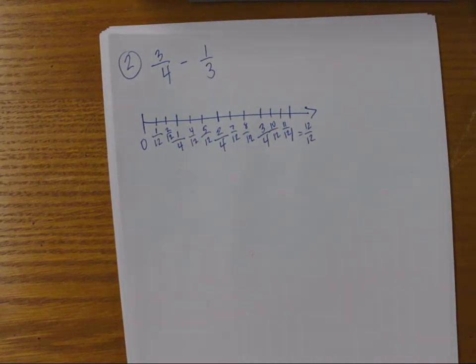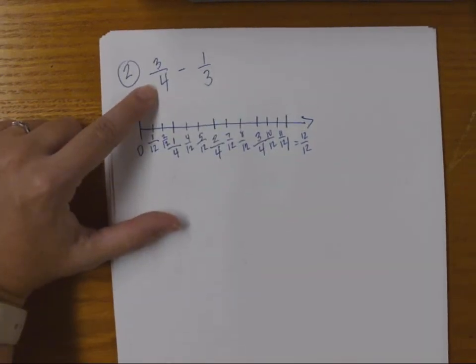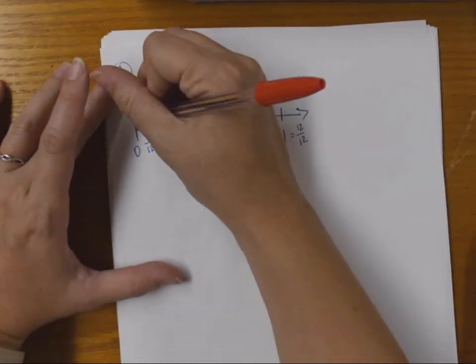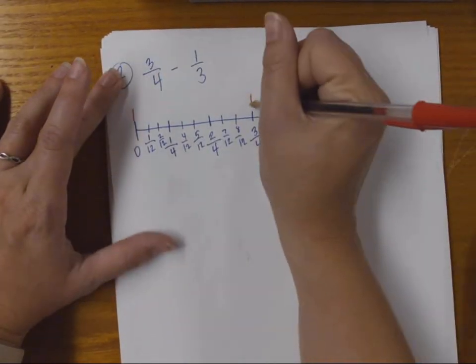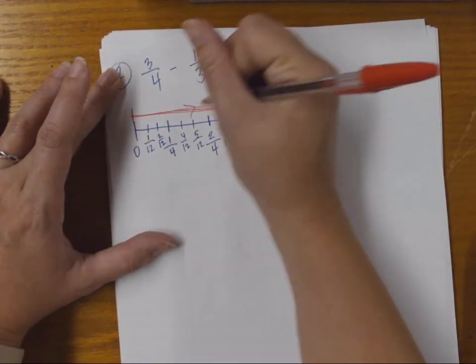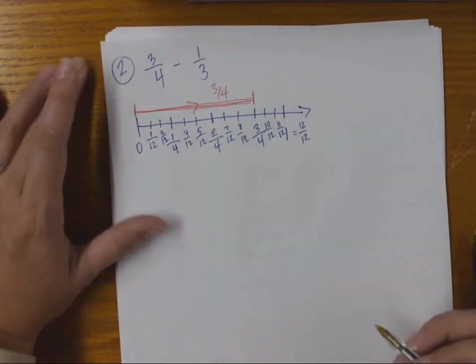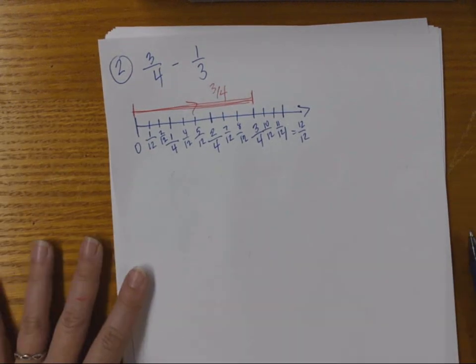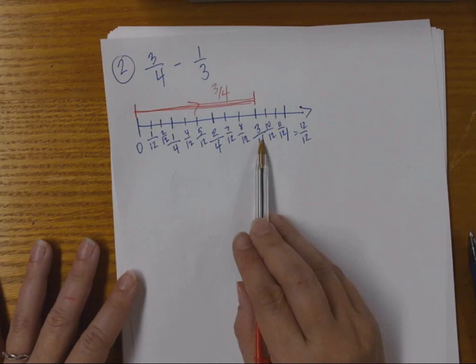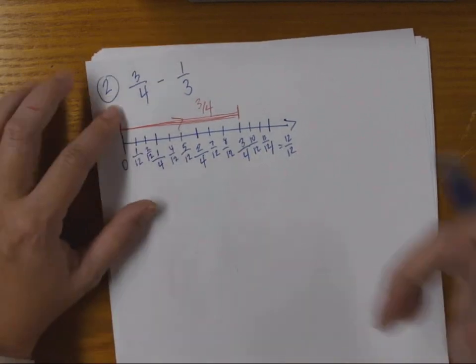So now, start off with 3/4, take away 1/3. If I start off with 3/4, I go from 0 to 3/4. So that's 3/4. Now I need to go backwards, take away 1/3. Well, it's kind of hard to see 1/3 from 3/4, so let's think about it in terms of 12ths.